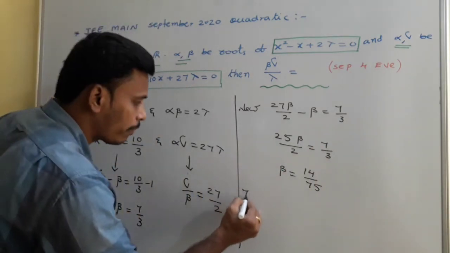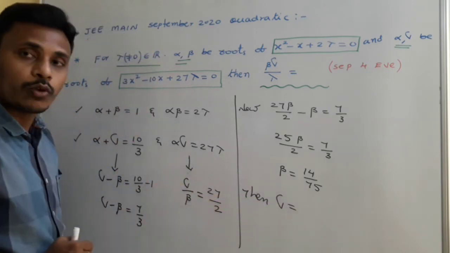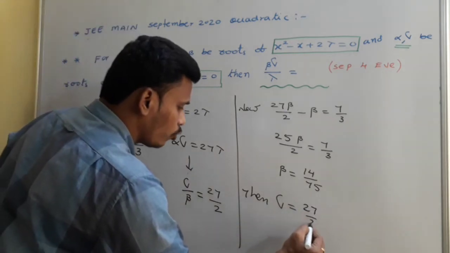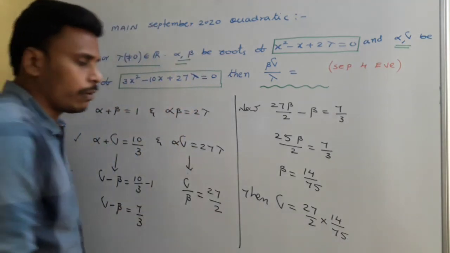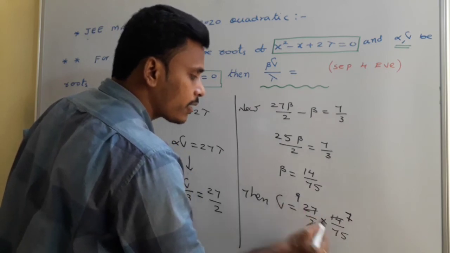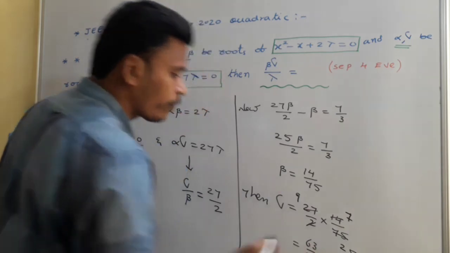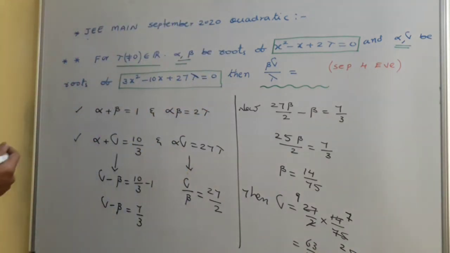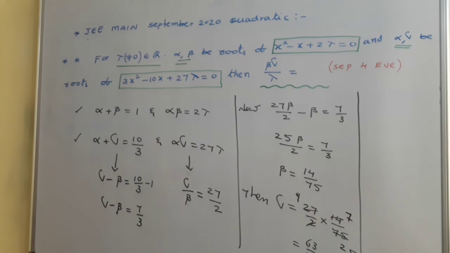Then what do you say about gamma? Gamma is 27 beta by 2, right? So 27 by 2 into beta. What is beta? 14 by 75. So now it needs some simplification. 2 7s is 14, and then 3 9s and 3 25s. So further it is 63 divided by 25. So finally I have beta, I have gamma. But what do I need to get? Lambda also, because we need to calculate the value of beta gamma by lambda.